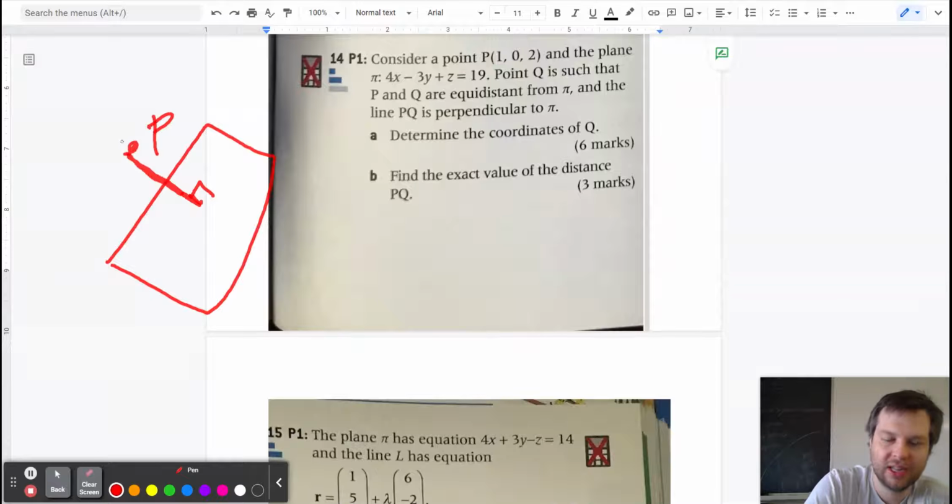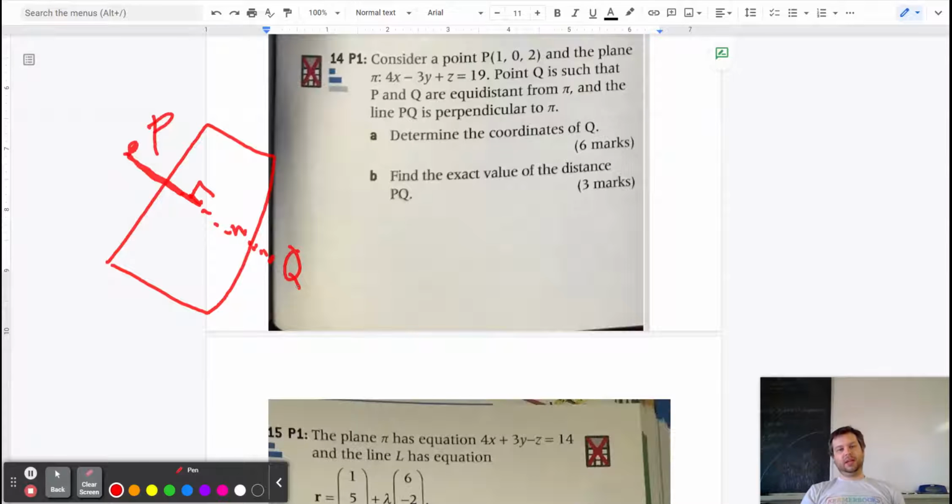Point Q needs to be on the other side of the plane. Otherwise, you can't be equidistant. So point Q will be somewhere over there on the other side of the plane. And so really all I need to do is just travel along the normal vector. And so let's try to find the normal vector of the plane and travel along it from the point to the plane and then one more time. So let's see how that works.